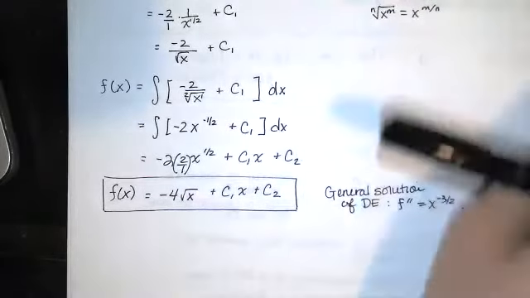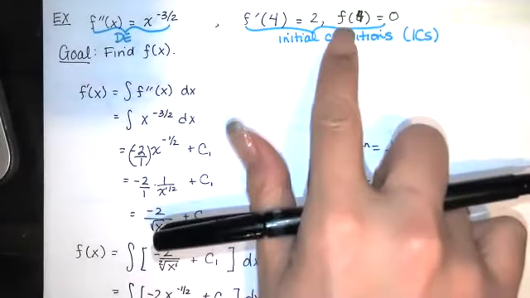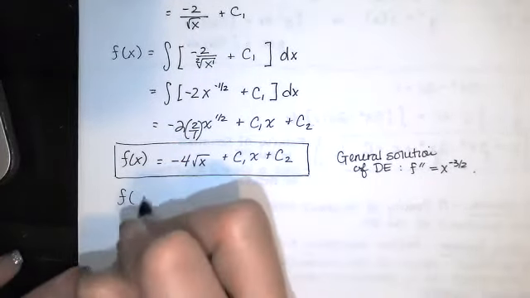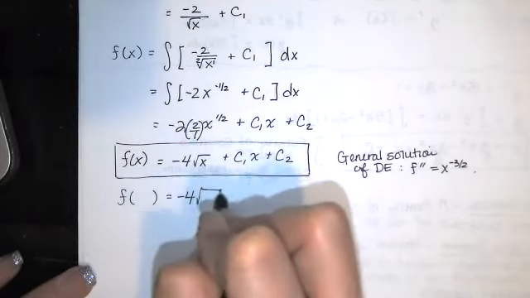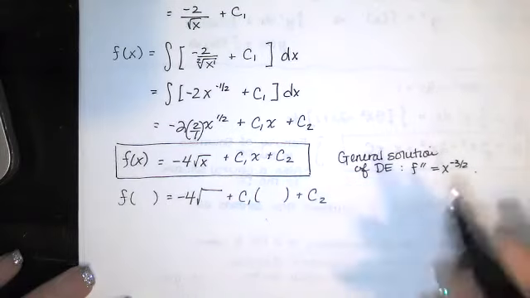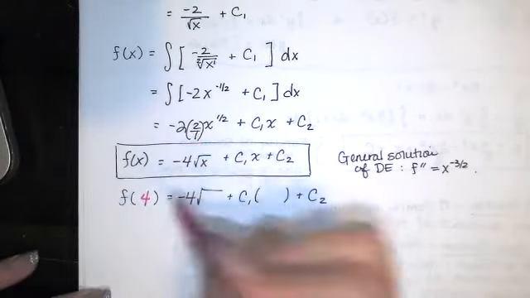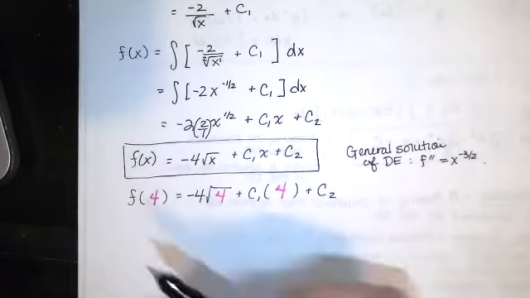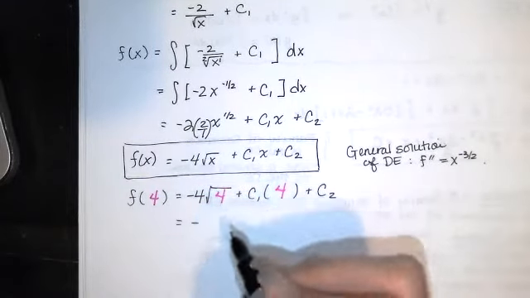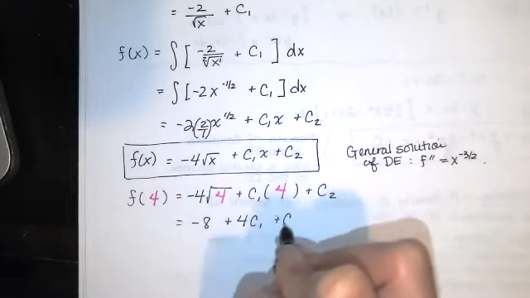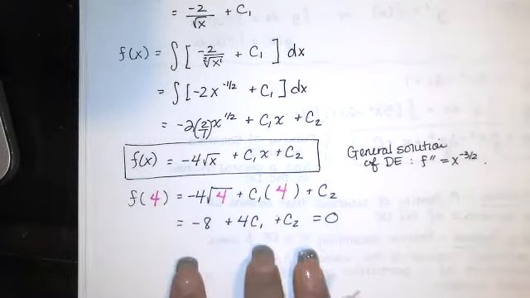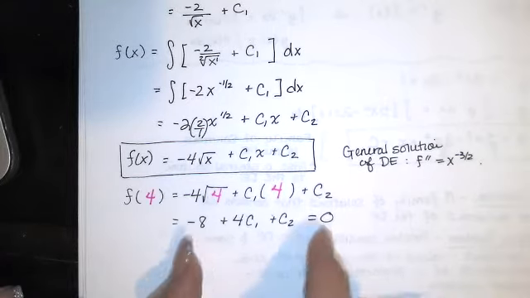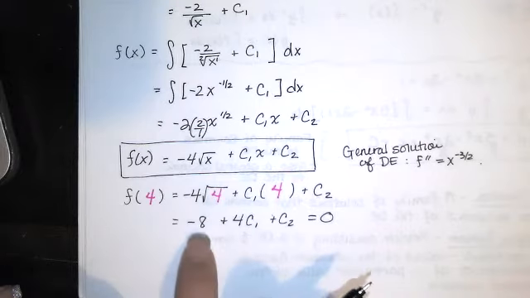So in order to find the values of C1 and C2, let's evaluate f at 4 and set it equal to 0. That'll allow us to find one of these constants. So I'm replacing x with 4. So we have f of 4 is -4 times the square root of 4 plus C1 times 4 plus C2. So I get -4 times 2, so that's -8 plus 4C1 plus C2 equals 0. That does not allow me to get either C1 or C2 yet. But I know how C1 and C2 have to be related. 4 times C1 plus C2 minus 8 must be 0.